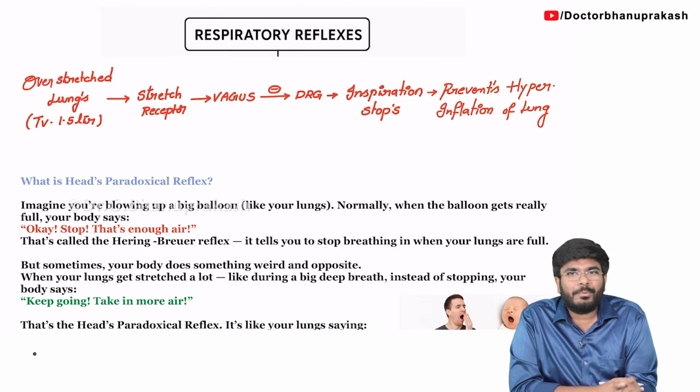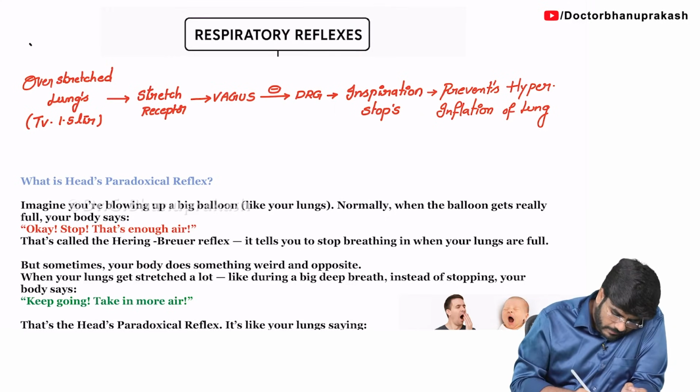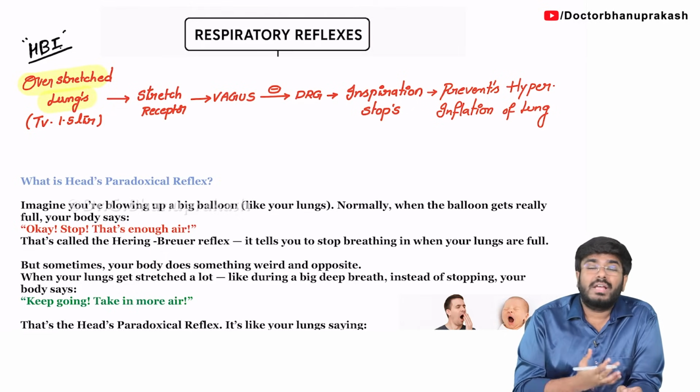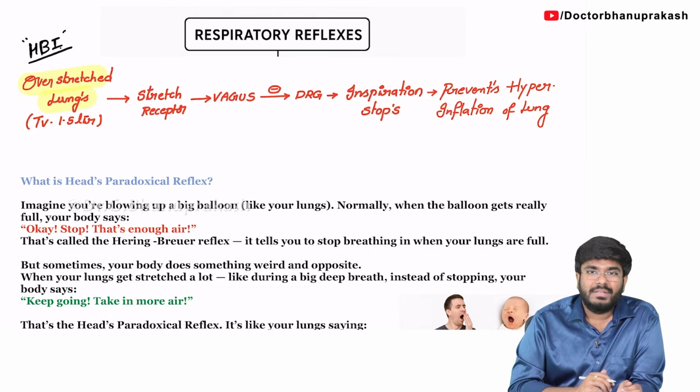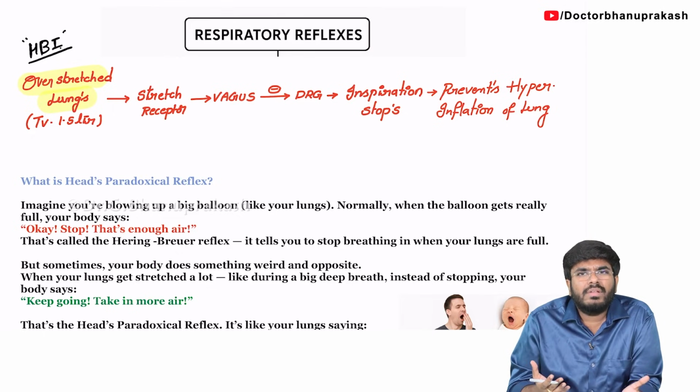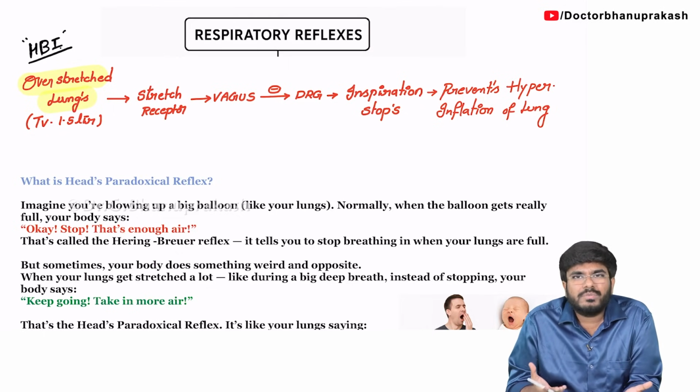What is that? The Hering-Breuer inflation reflex. See, once your lungs are overstretched, what will happen? It's a good time to stop the inspiration, right? We don't want to overstretch the lungs and we don't want rupture of the alveolus. We don't want the lung to get ruptured or affected.